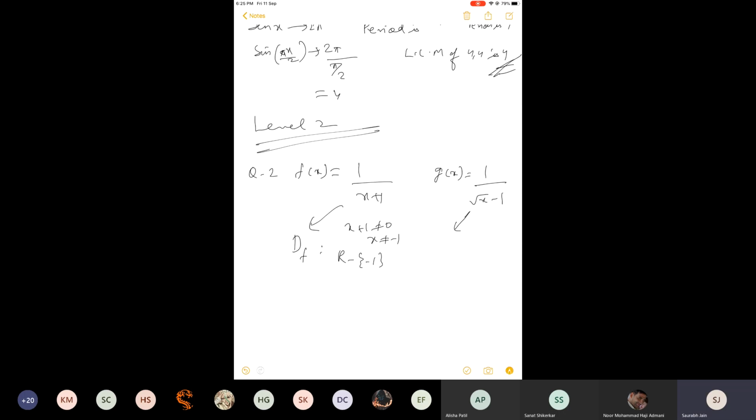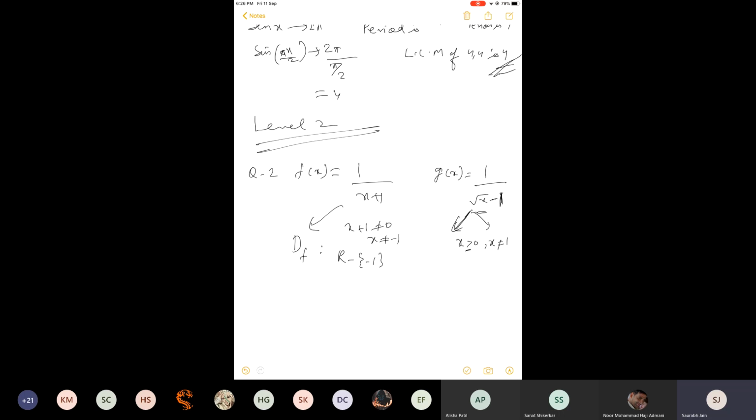What is the domain of this? First of all, x should be positive. I am finding the domain of g(x). x should be positive or 0. 0 is okay. Why? Because though it is present in the square root, minus 1 is also there. So even if x becomes 0, still minus 1 will be there in the denominator. So no problem. However, x should not be equal to 1. Why? Because if x is 1, root 1 will be 1, 1 minus 1 will make the denominator 0.